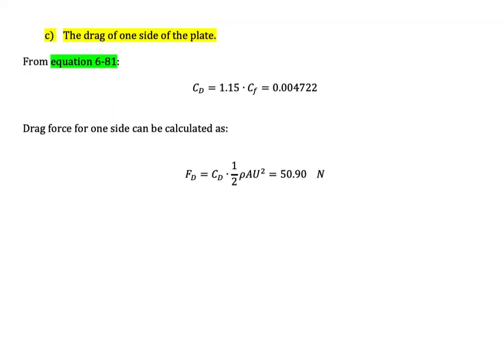So then we could calculate the drag force for one side of the plate. We could use this equation: CD is equal to 1.15 CF. So we get CD is 0.004722. Then we can calculate the drag force here as CD times 1/2 rho A U squared, which is equal to 50.9 Newton.